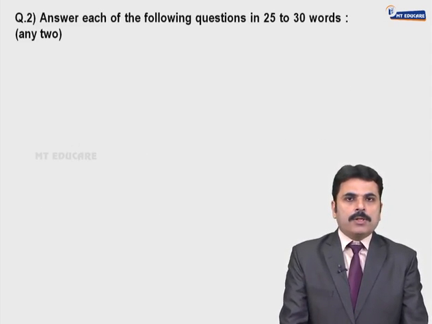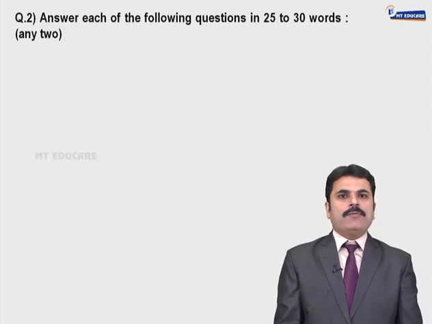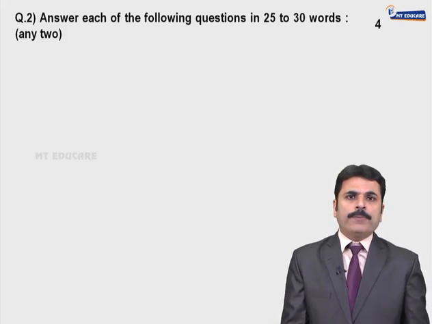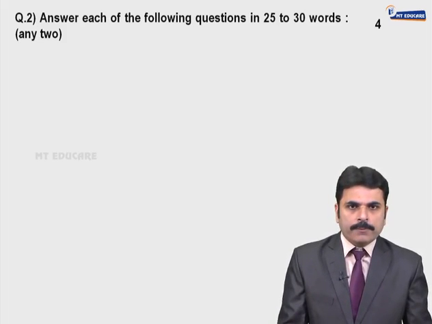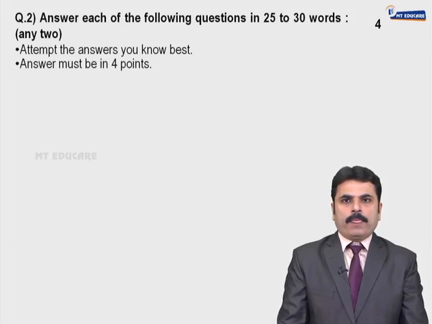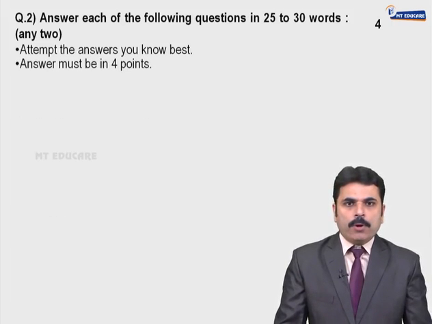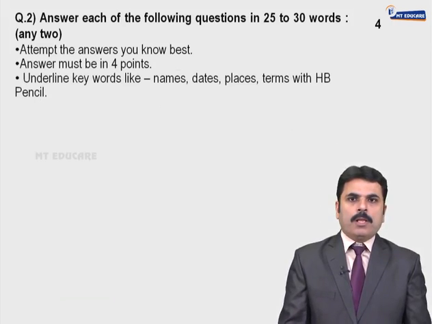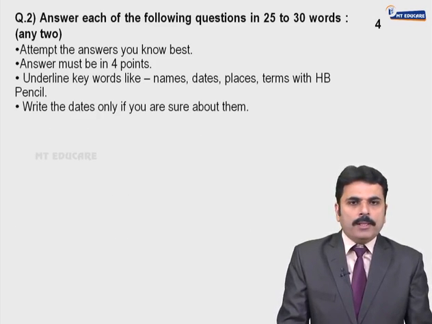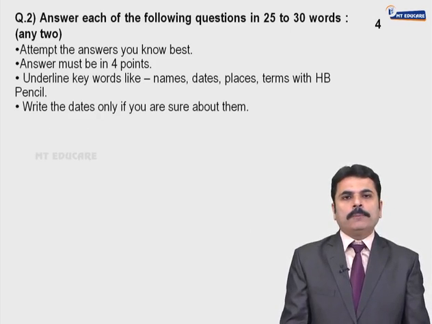Let's move on to question number 2, that is, answer each of the following questions in 25 to 30 words. You have to attempt any 2 questions out of 3. It carries 4 marks. Attempt the answers you know best. Answer must be in 4 points only. Underline the keywords like names, dates, places, terms with HB pencil. Write the dates only if you are sure about them.